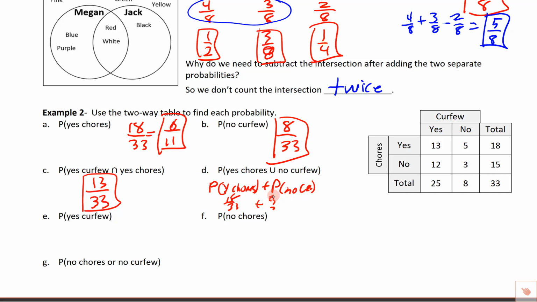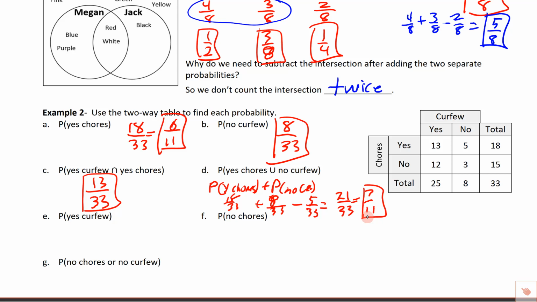So we're going to add those together, 8 out of 33. Okay? And then we have to subtract whatever their intersection is. So we want the intersection of yes chores and no curfew. So yes on chores, no on curfew. We're going to subtract how many? 5. So we're going to subtract 5 out of 33. So this is going to be 26. That would be 21, right? 21 over 33. Luke, does it reduce? Yes. 7 out of 11, right? Correct? It does. 3 goes into both of those. Okay, everybody good with that?